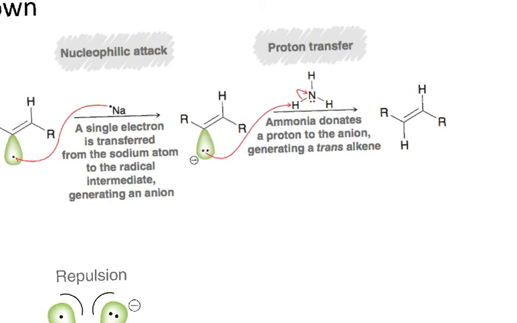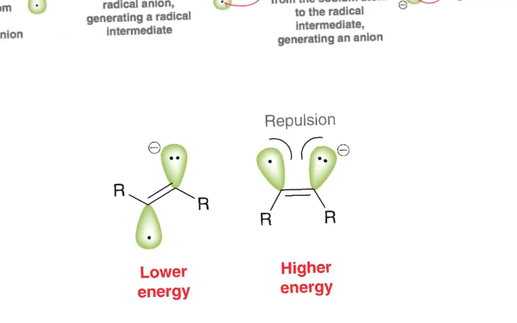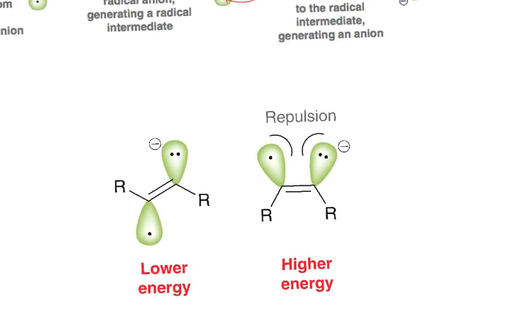And so the reason this mechanism prefers the anti-addition is because in this intermediate, when we form the lone pair and the single unpaired electron, these electrons are going to repel each other, so they don't want to be in a cis configuration. They prefer the trans configuration where they can get farther away, and so this is why we get anti-addition in this dissolving metal reduction.